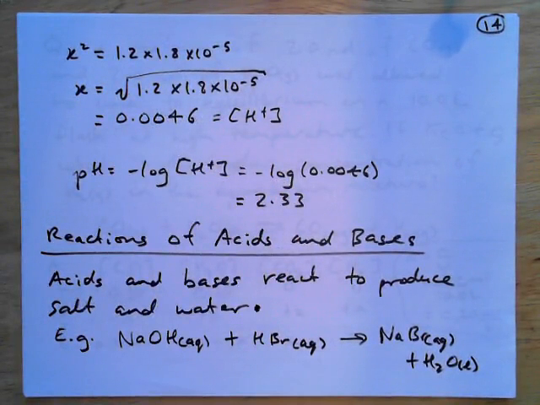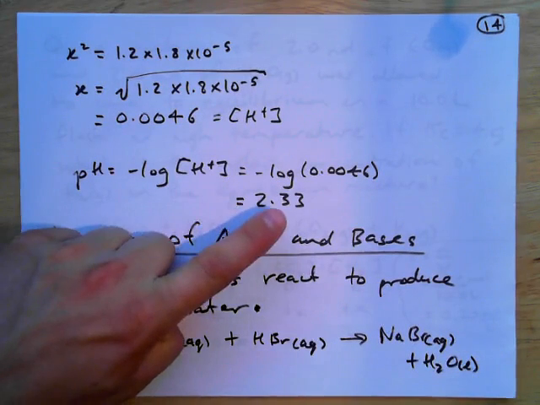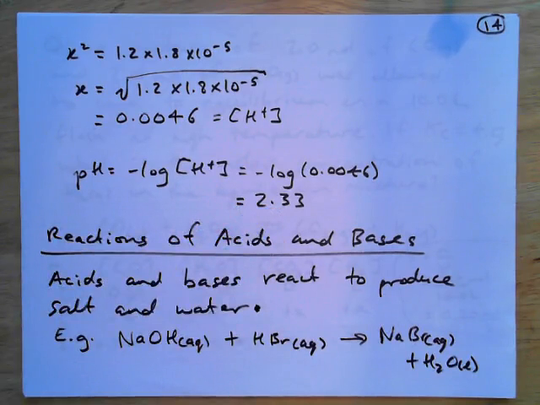and then X is going to equal the square root of 1.2 by 1.8 by 10 to the minus 5. And that gives us this value for our H+. The pH is going to be the negative log of that number. So negative log of 0.0046 gives us 2.33.